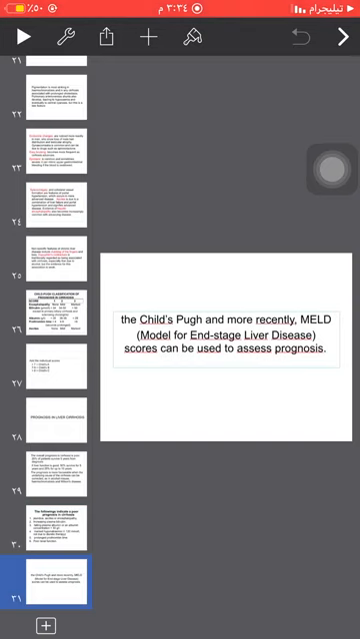The Child-Pugh score and more recently the model for end-stage liver disease score can be used to assess prognosis. يعني السكورز اللي شفناه فوق من الممكن أنه يساعدنا في assessing of the prognosis of the liver cirrhosis.